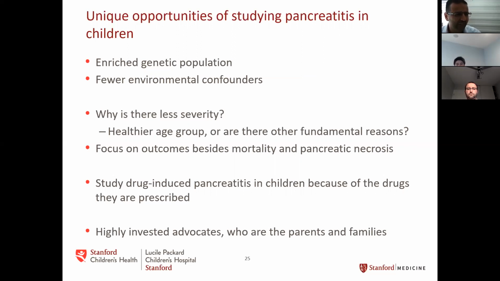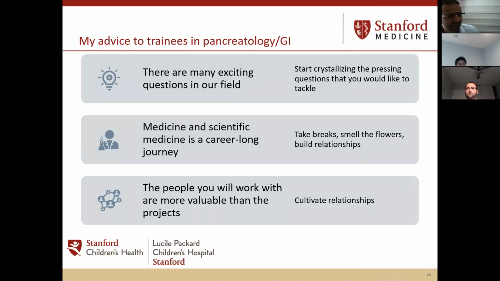And I would just add that a major advantage of studying children is you've got highly invested advocates for them, who are their parents and families. And they usually, once they're invested, will make clinical trials and translational studies much more likely to come to fruition than with adult patients. I'd like to end by just giving a couple of slides of advice to trainees in pancreatology, GI, and junior faculty. As you've seen just from this talk, there are many exciting questions in our field.